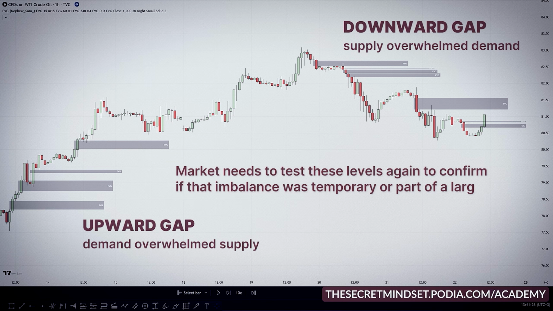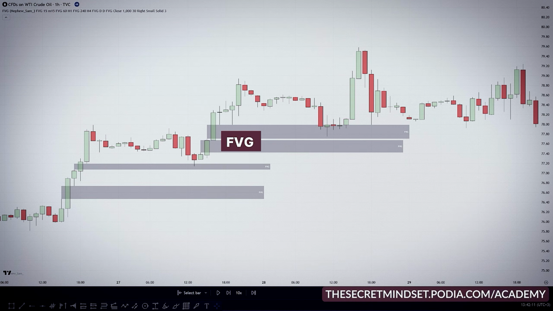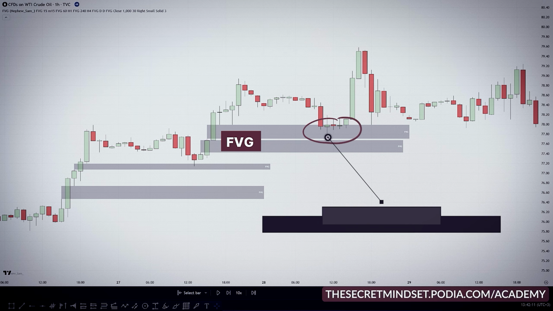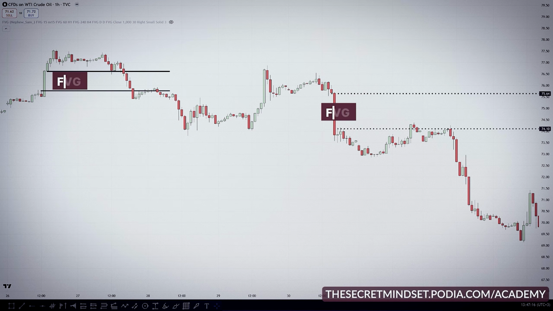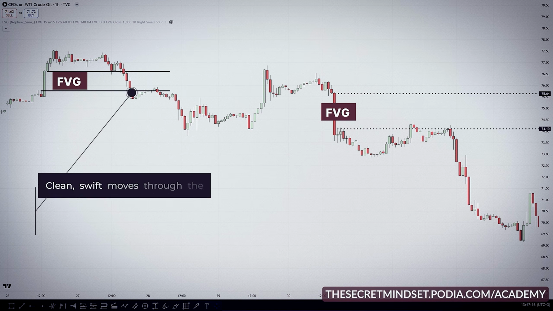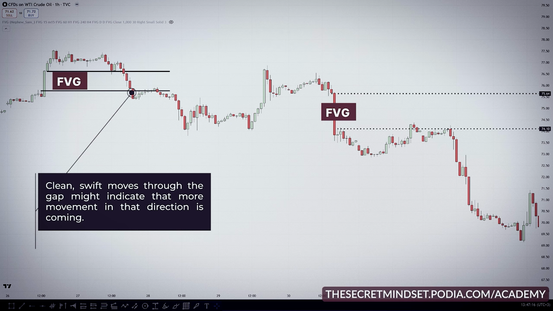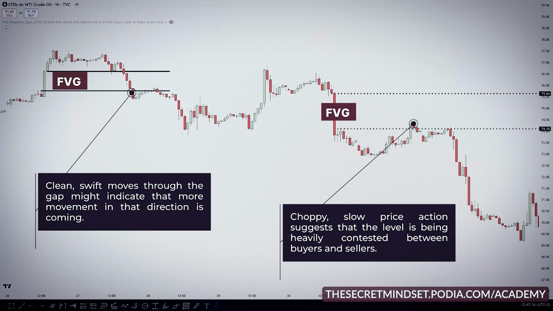The market needs to test these levels again to confirm if that imbalance was temporary or part of a larger trend. The return to this area often shows clear price action signals. You might see price slow down as it approaches the gap, or notice smaller timeframe consolidation patterns forming. Watch how price behaves when it returns to fill the gap. Clean, swift moves through the gap might indicate that more movement in that direction is coming. Choppy, slow price action might suggest that the level is being heavily contested between buyers and sellers.